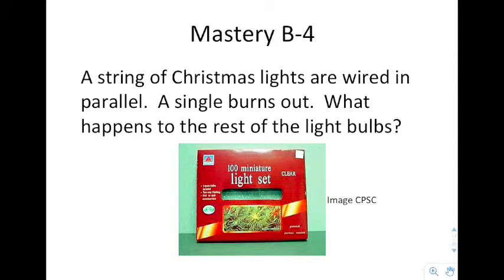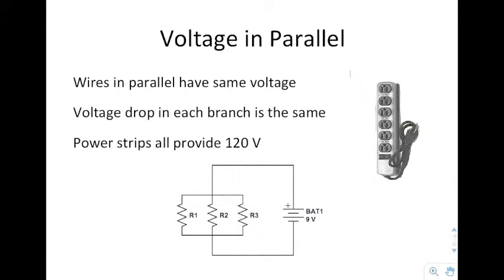It says a string of Christmas lights are wired in parallel, a single bulb burns out. What happens to the rest? Because there's an alternative pathway, all the other bulbs remain lit. Voltage in parallel, we've already discussed. Wires in parallel have the same voltage. And the voltage drop is the same in each branch.